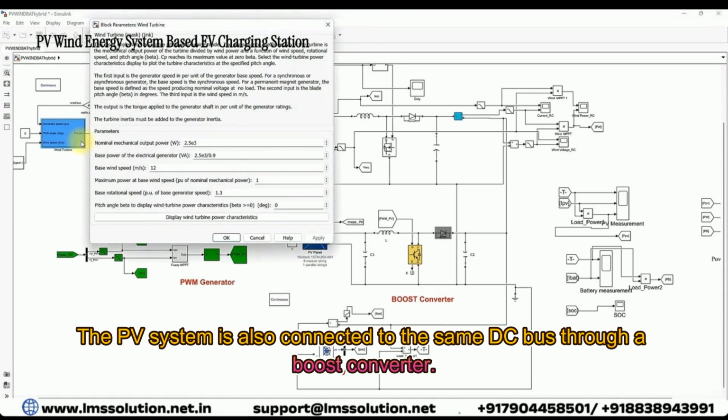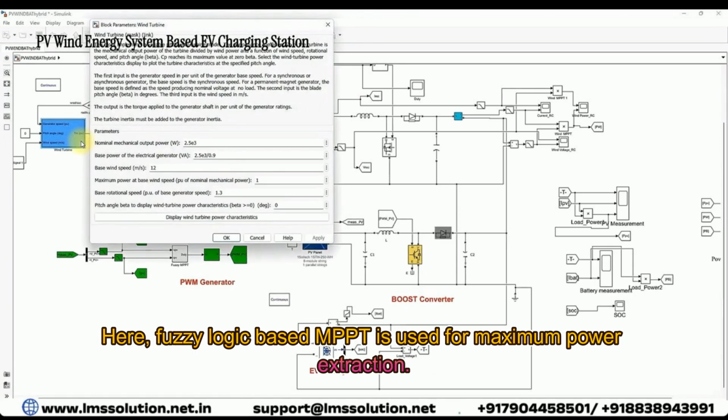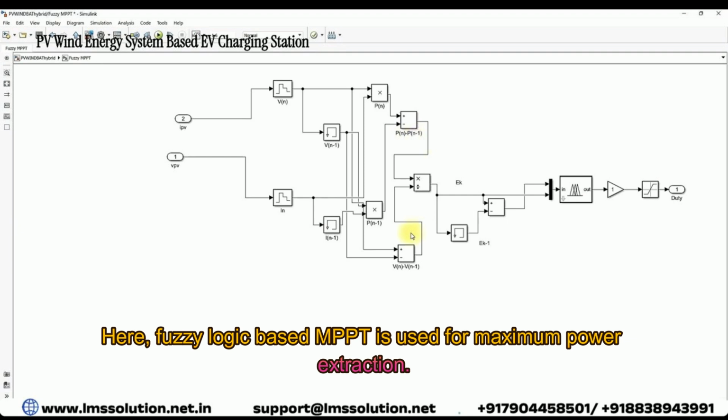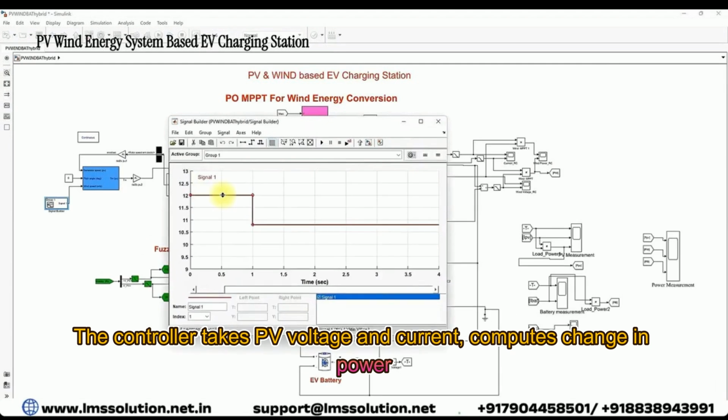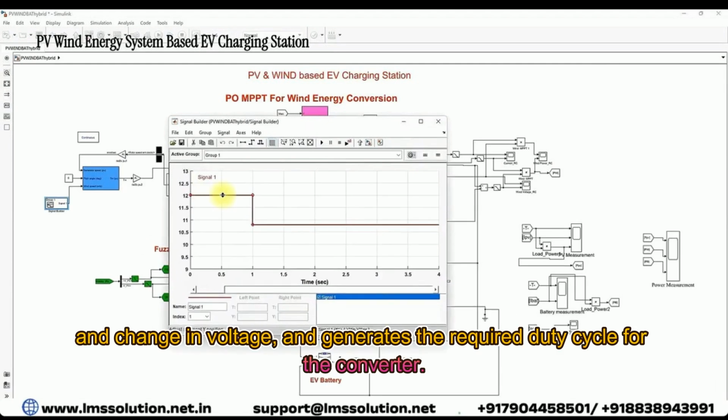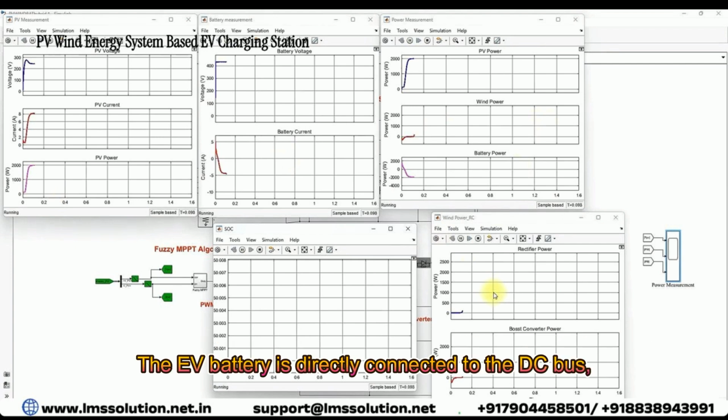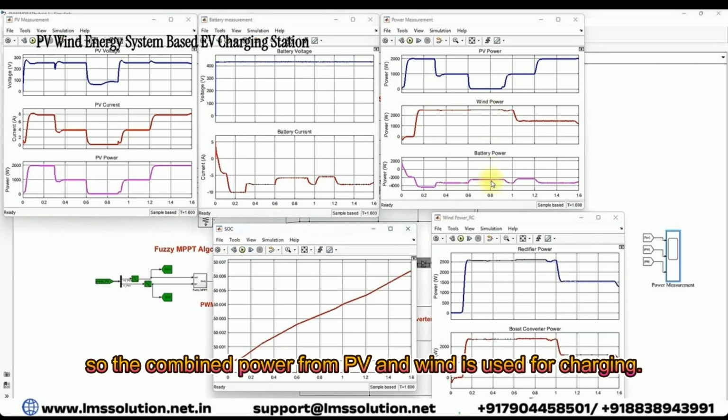The PV system is also connected to the same DC bus through a boost converter. Here, fuzzy logic based MPPT is used for maximum power extraction. The controller takes PV voltage and current, computes change in power and change in voltage, and generates the required duty cycle for the converter. The EV battery is directly connected to the DC bus, so the combined power from PV and wind is used for charging.